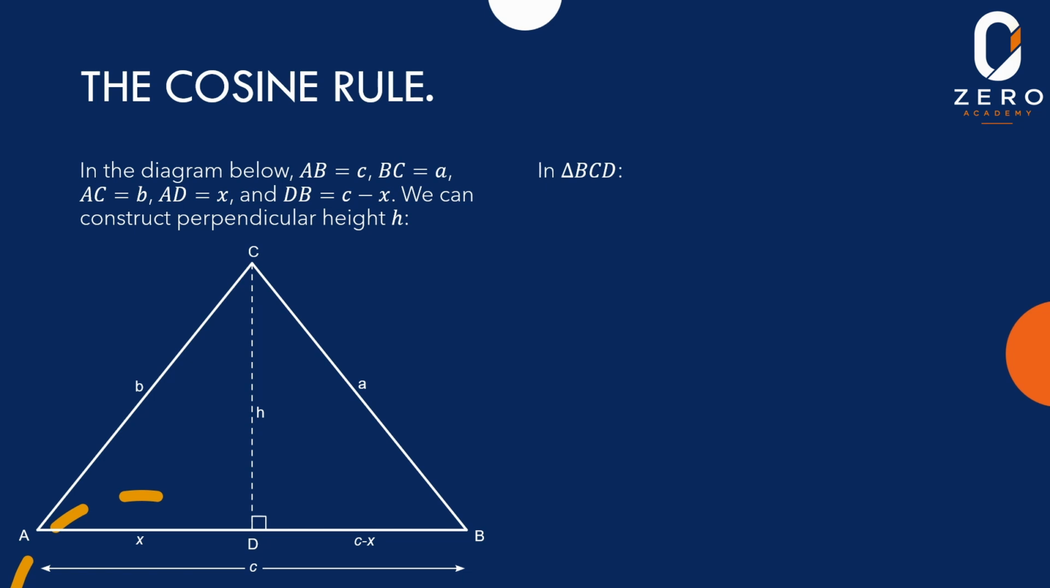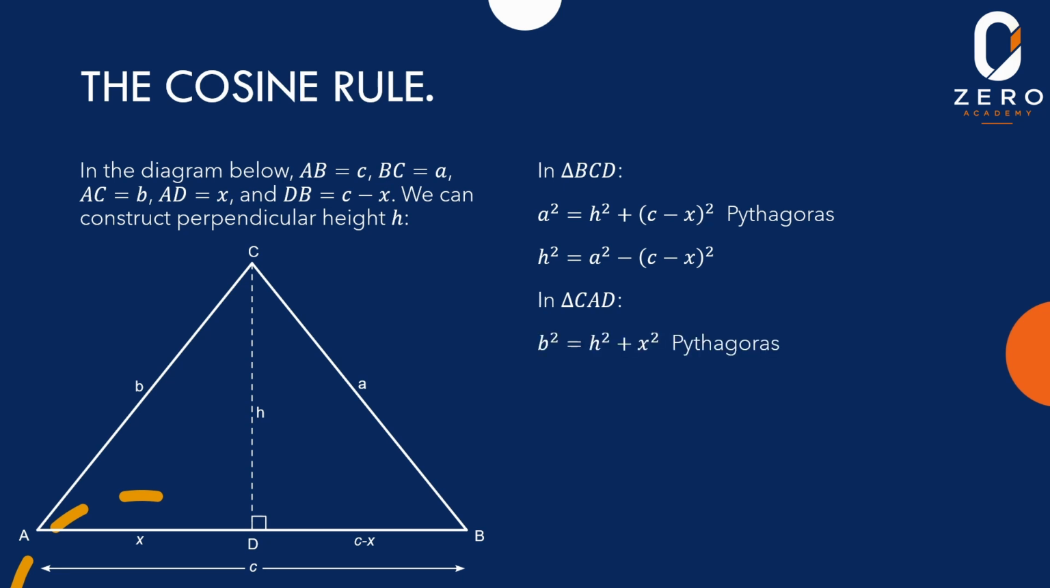In the diagram below, AB is equal to c, BC is equal to a, AC is equal to b, AD is equal to x, and DB is equal to c minus x. We can construct a perpendicular height h. If we look at triangle BCD, we notice that a squared is equal to h squared plus (c minus x) squared from the Pythagoras theorem. Making h squared the subject, we have h squared is equal to a squared minus (c minus x) squared. Now if we look at triangle CAD, we notice that b squared is equal to h squared plus x squared, again from the Pythagoras theorem.